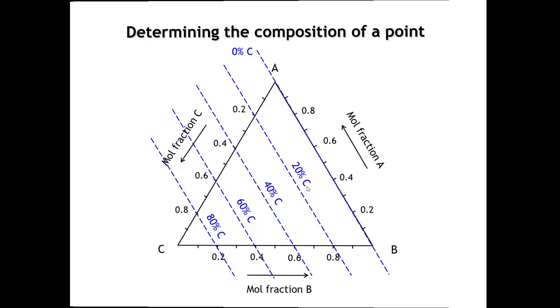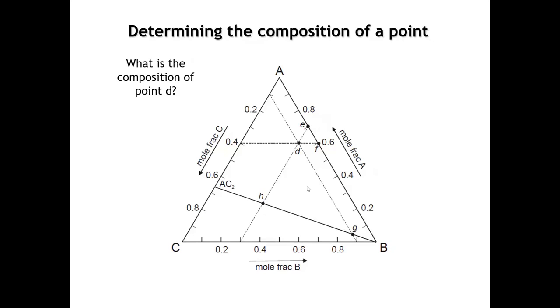Let's put this into practice. Here is a slightly more complicated phase diagram. We now have one binary phase on the phase diagram, AC2. We're going to spend just a couple slides to think about this phase diagram. And what I would like you to do to begin with is to tell me, what is the composition of point D?